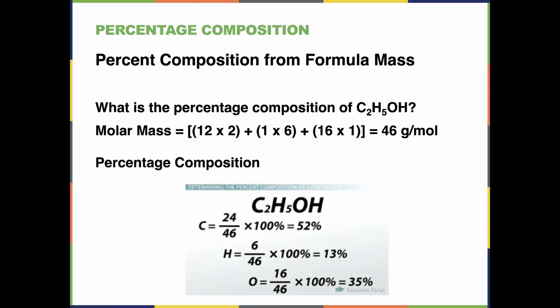The percent composition is going to be the total carbon contribution: 12 times 2, or 24, divided by 46 times 100, or 52%. 6 divided by 46 times 100 for hydrogen. And 16, which is the contribution of oxygen, divided by 46 times 100, which is 35%.